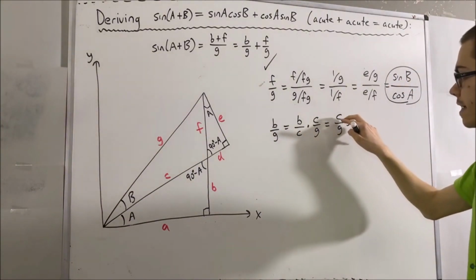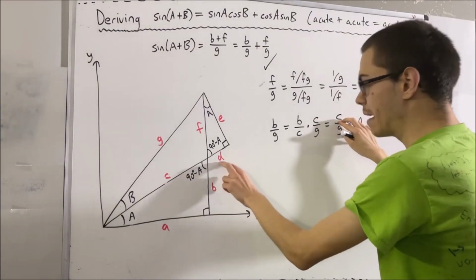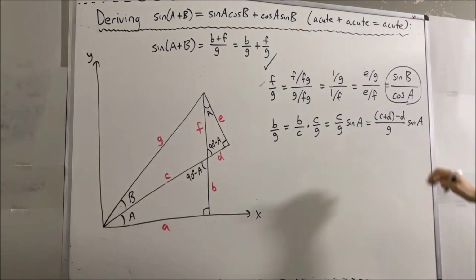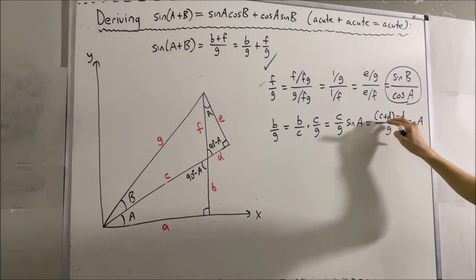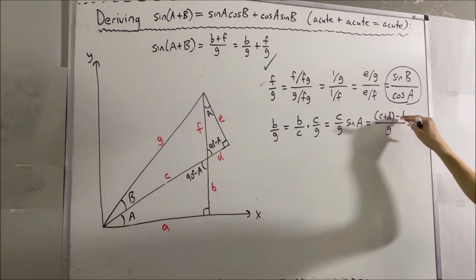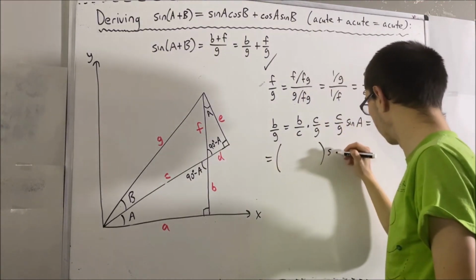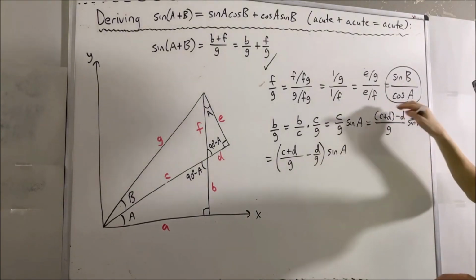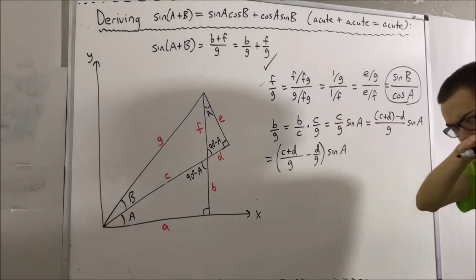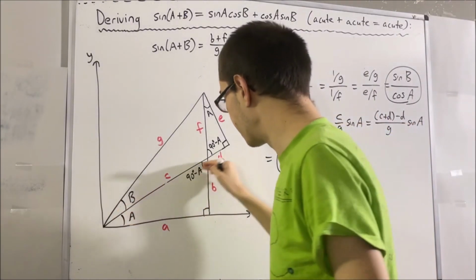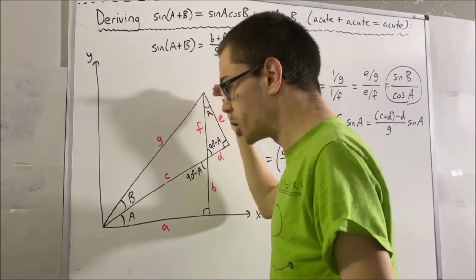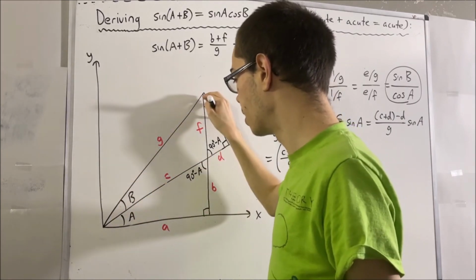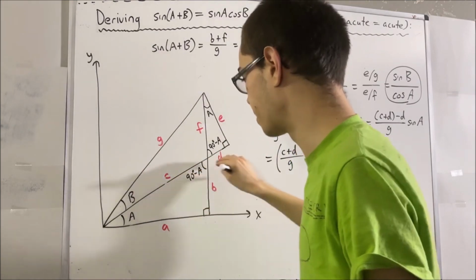Now, c is just c plus d minus d. And really, I can break this fraction up into c plus d over g minus d over g. Again, you're still probably thinking to yourself, why did I do this? But notice it is useful because c plus d over g is just the cosine of b, right? Cosine of b is adjacent over hypotenuse. So yeah, cosine of b is c plus d over g.